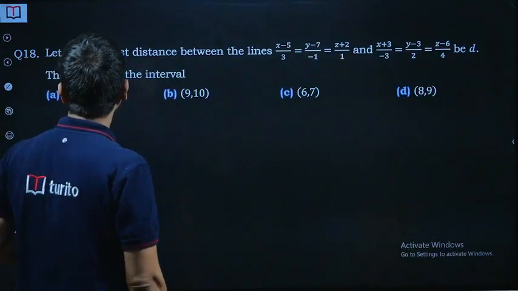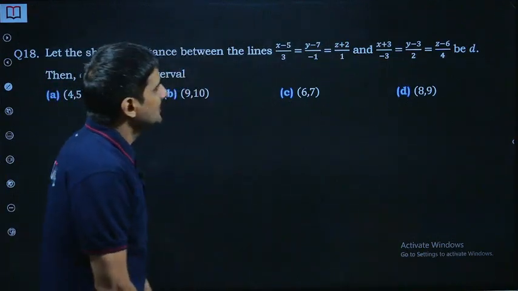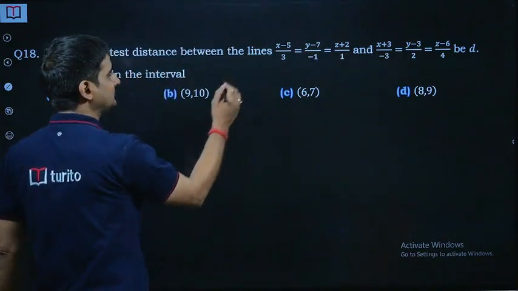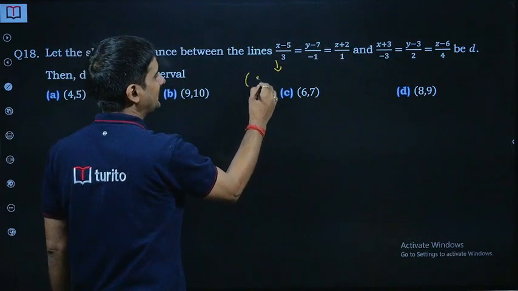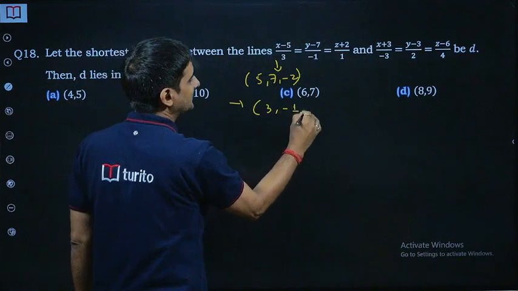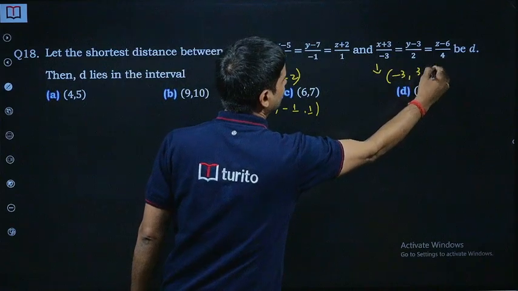Now moving to the 18th question: let the shortest distance between the line this and this be d, then we have to just find d, isn't it? So that's the formula which we use. This passes through the point 5, 7, minus 2 with direction ratios 3, minus 1, 1. This passes through the point minus 3, 3, 6.